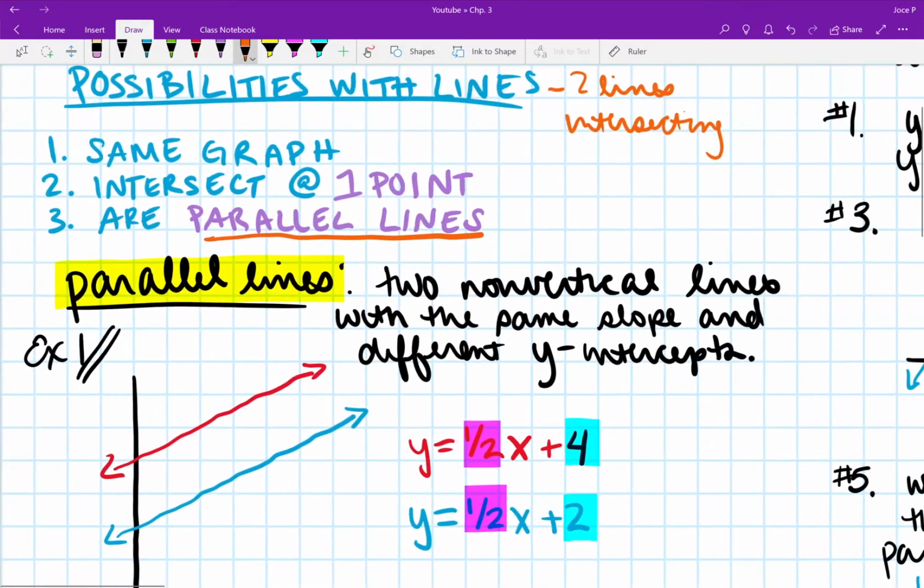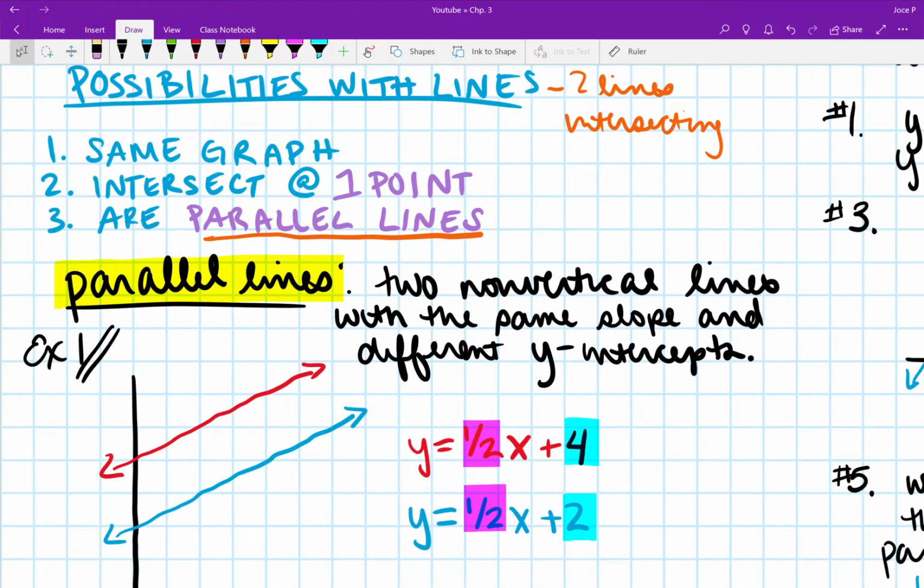Oh, look, that's our next definition. Parallel lines are two non-vertical lines, we say non-vertical because then it is a function, with the same slope and different y-intercepts. The definition of a parallel line should also include the fact that two parallel lines will never intersect.